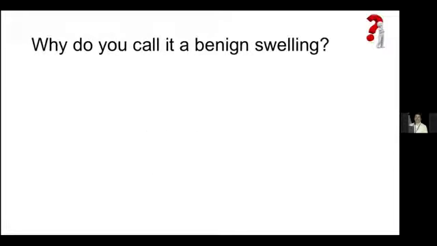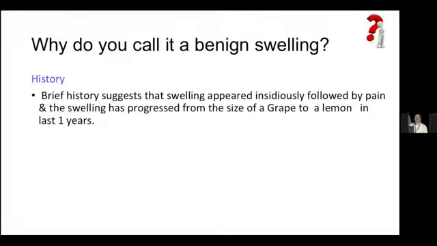So why do you call it a benign swelling? We just saw why a swelling is called malignant. So why is it called a benign swelling? You need to take a clue from each part. History. The brief history suggests that the swelling appeared insidiously, followed by pain, and the swelling progressed from the size of a grape to a lemon in the last 1 year. And the pain only came in the last 2 months. So it suggests the biological behavior of the swelling.